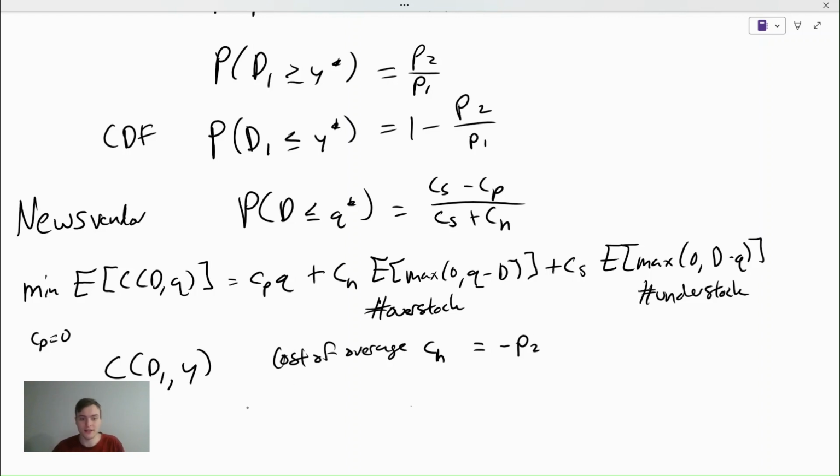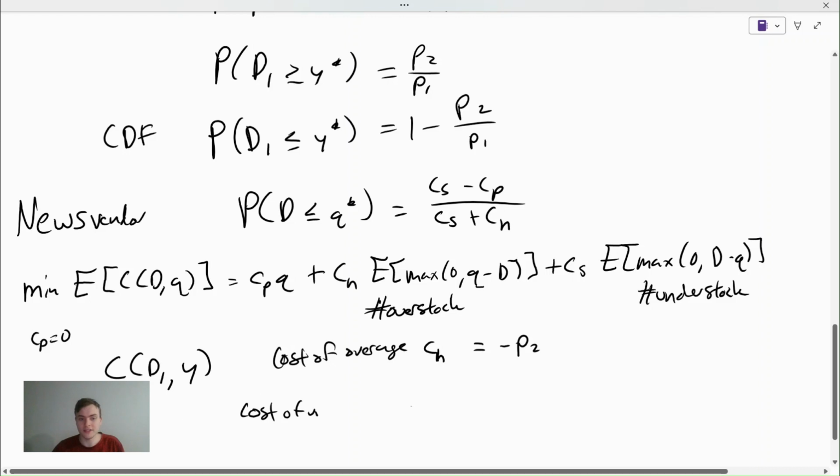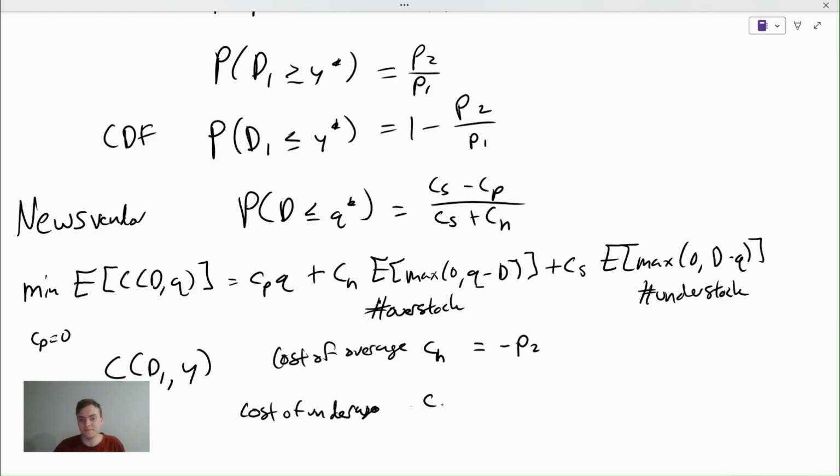And then the cost of an underage is like how much we would be paying for setting the protection level too low. If we had to turn away a class 1 customer because we already sold that seat to a class 2 customer, right? So that's going to be the lost revenue that we could have made by selling it to a class 1 instead of selling it to a class 2, right? So it's going to be P1 minus P2.